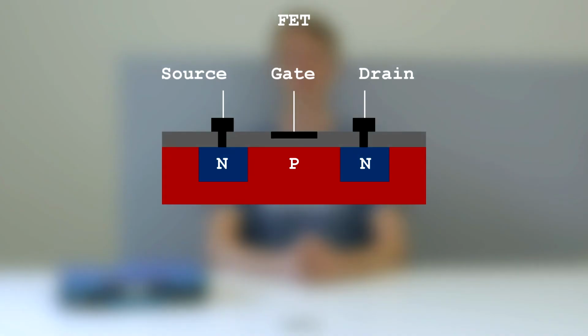In a FET, the semiconductors are arranged slightly differently, but the concept of moving electrons stays the same. The difference is that the gate is not connected to the P-type semiconductor, but instead it creates an electric field that allows electrons to flow between the terminals. The most common field effect transistor is the metal oxide semiconductor, MOSFET.